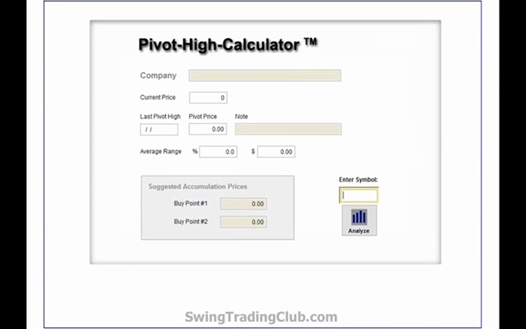Now the key part of this strategy is what I call the pivot high calculator. I'll tell you a real quick story about this.